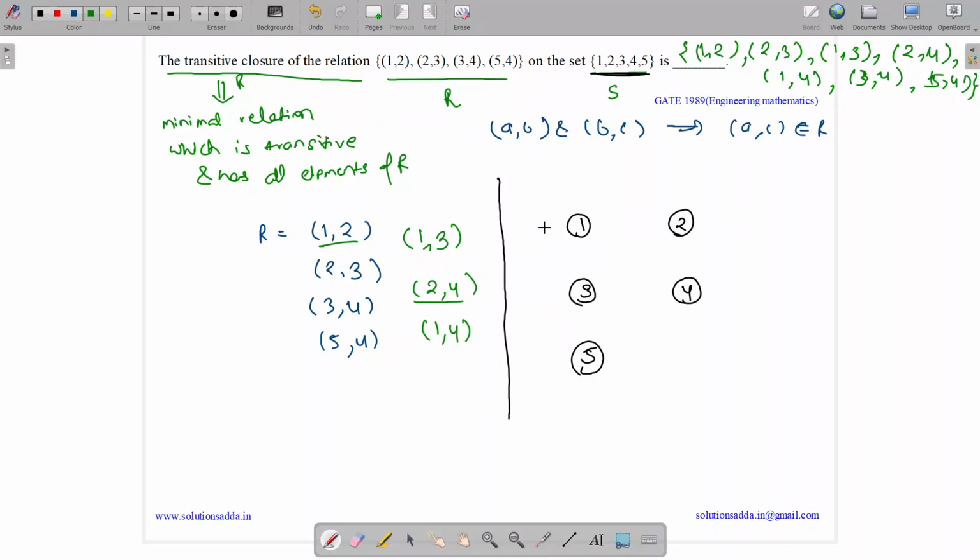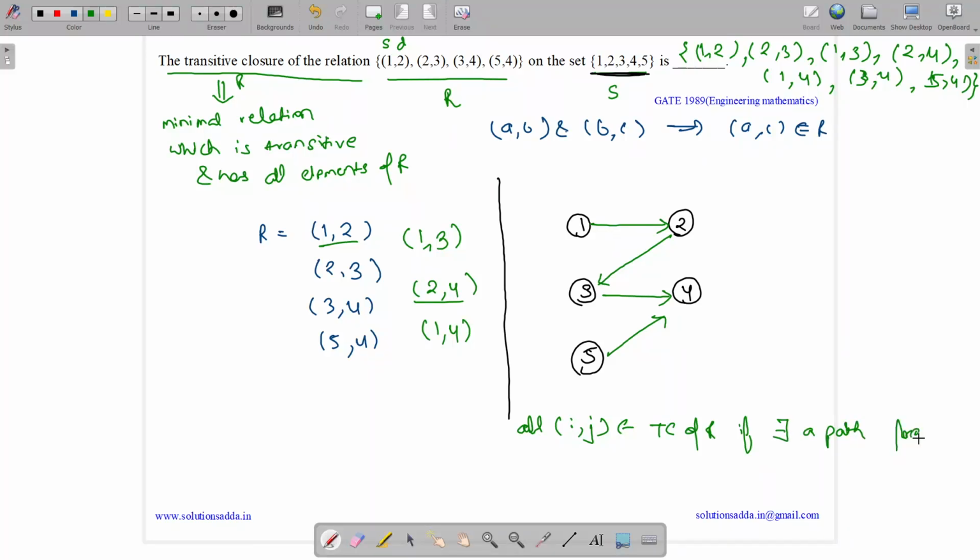Now it will be a directed graph. So edges will be according to the relation. Source will be the first item, destination will be the second item. So from 1 to 2 there will be an edge, 2 to 3 there will be an edge, 3 to 4 there will be an edge, 5 to 4 there will be an edge. And all pairs i and j belong to our transitive closure of R if there exists a path from i to j in the graph obtained.